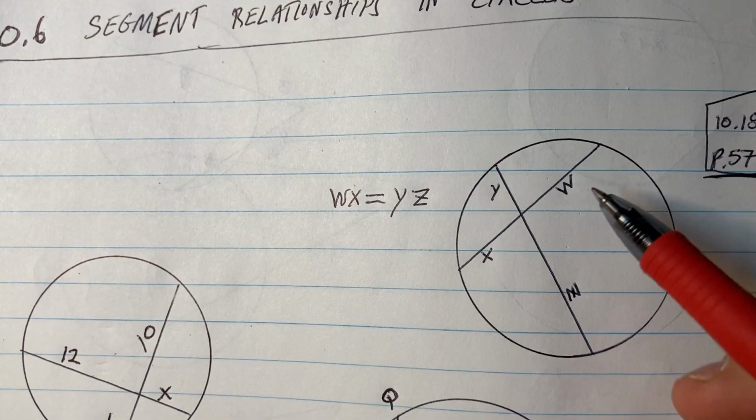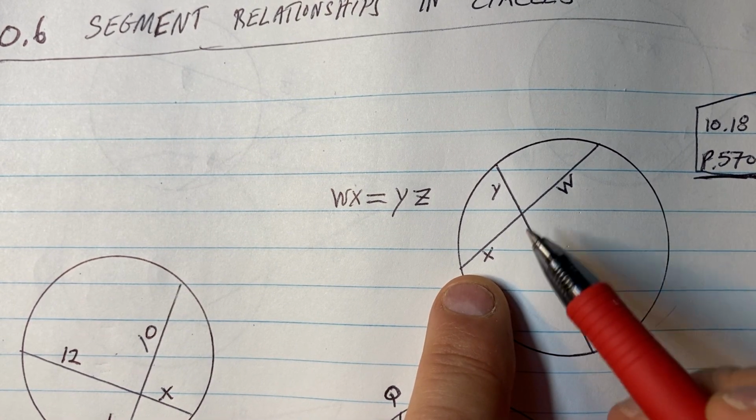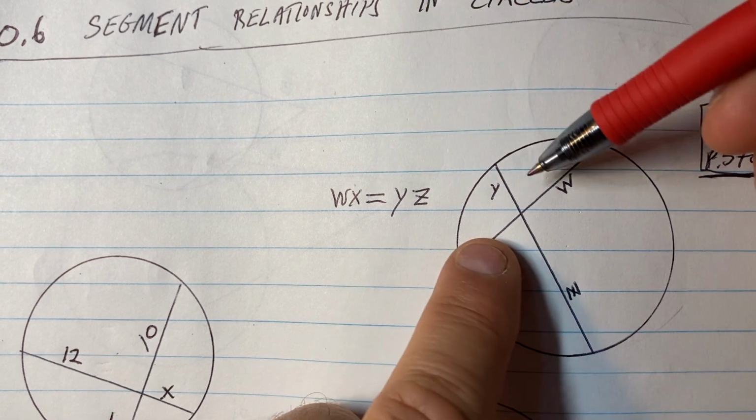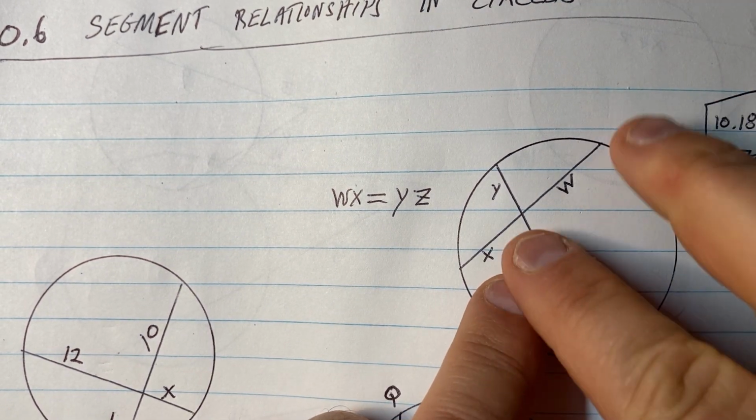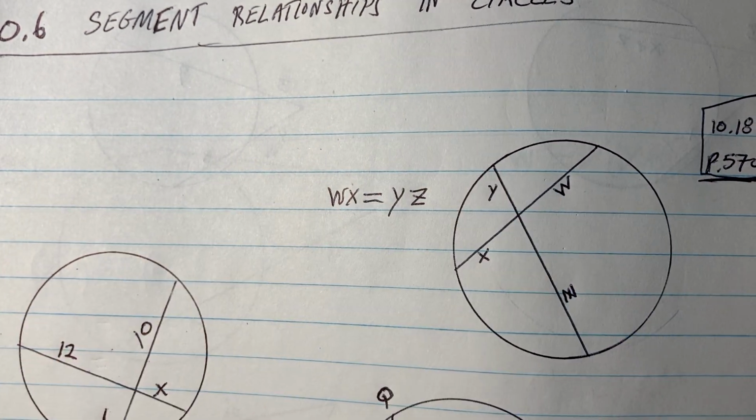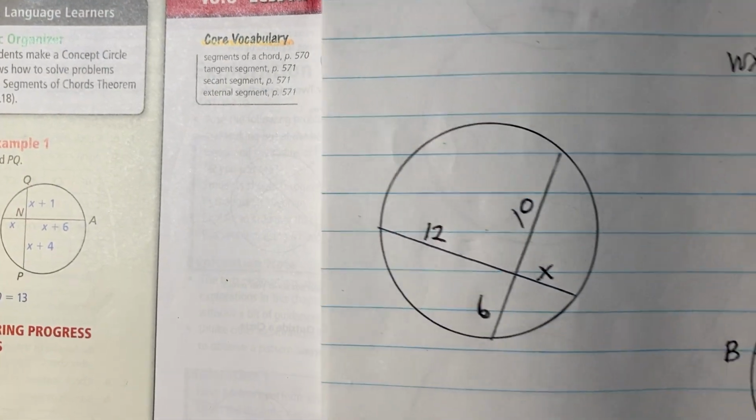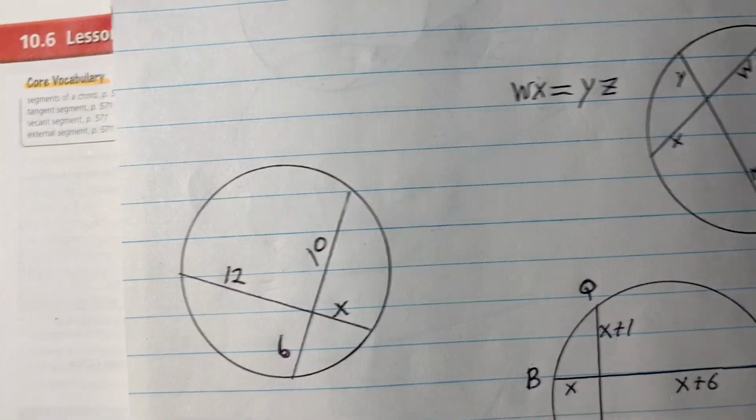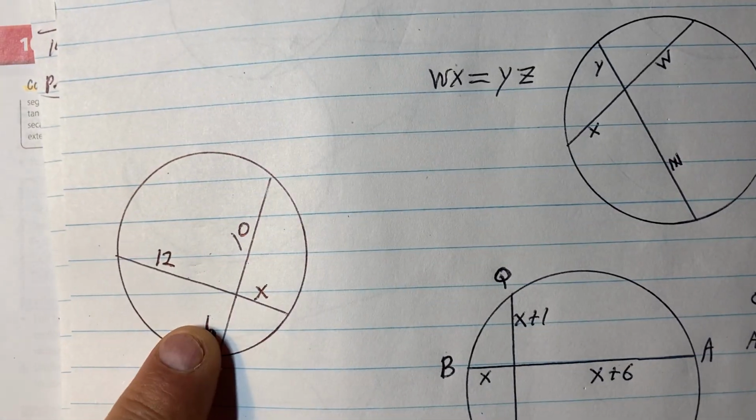Basically what that means is when these intersect, the distance W times X will be equivalent to Y times Z. This segment times that segment will be equal to this segment times that segment. So let's give an example. A little example.